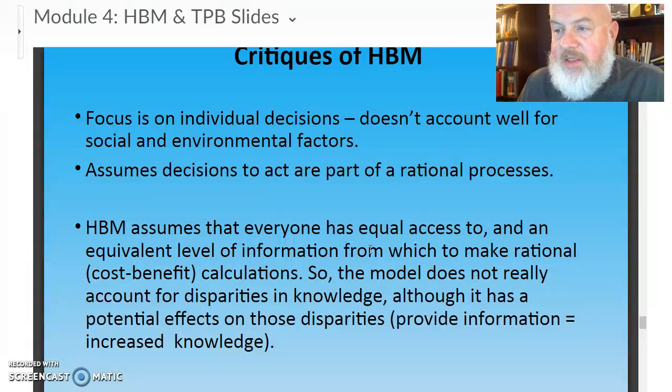And it also says that everyone has equal access to information so that they can make those decisions. And that's not taking into account people's context and contextual living experiences.